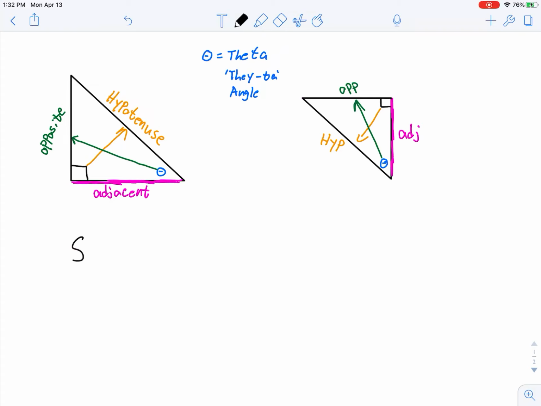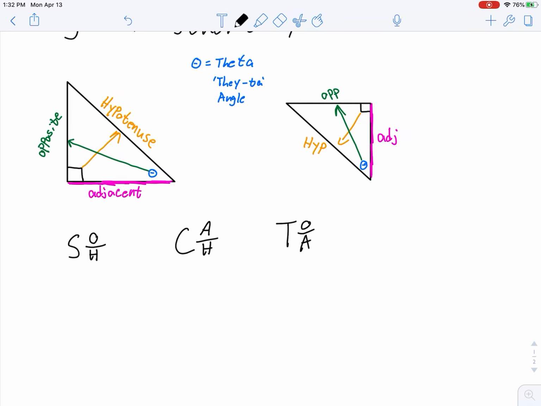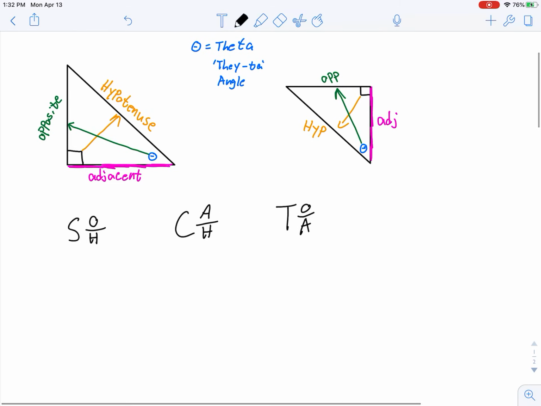S, O, H, so, CA, C-A, H, and TOA, T-O-A. Now, if you notice, the O's and the A's and the H's all represent the sides of our triangles. The S, the C, and the T represent different types of trig functions. Okay, now I'm going to go over them with you in just a second.